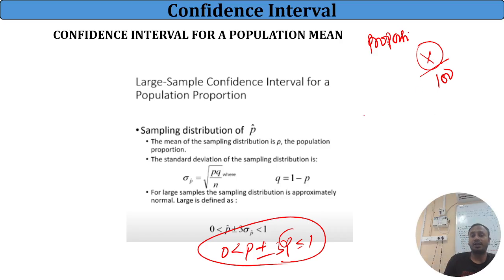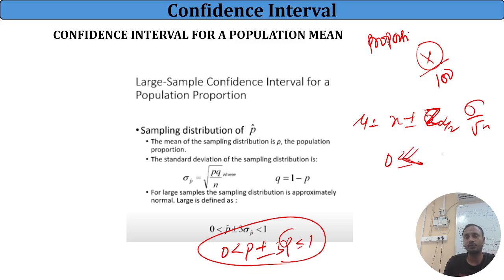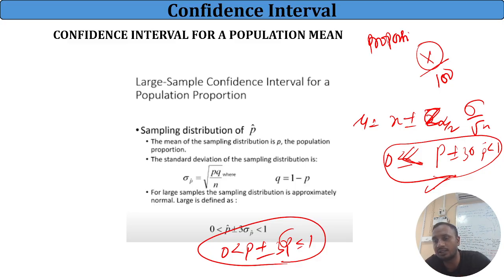In the earlier cases we were having x bar plus minus z of alpha by 2 sigma upon root n. But for this case, what we have is 0 to p plus minus 3 sigma p of 1. It's always going to be 0 to 1 itself. Why? Because the proportion talks about how much percentage, so it can't go below 0, the negative. Either it will be 1, or it will be 0.